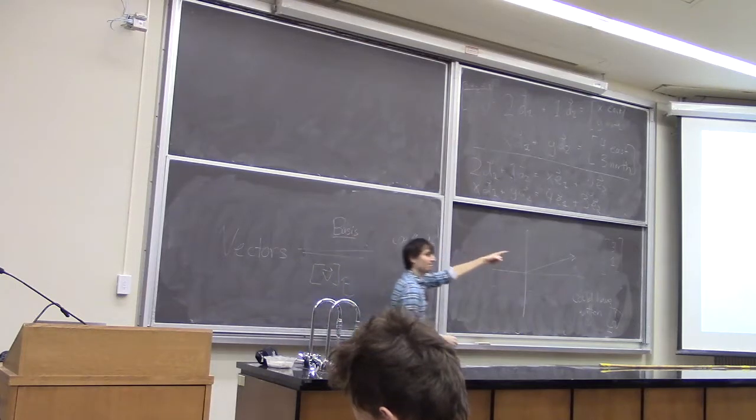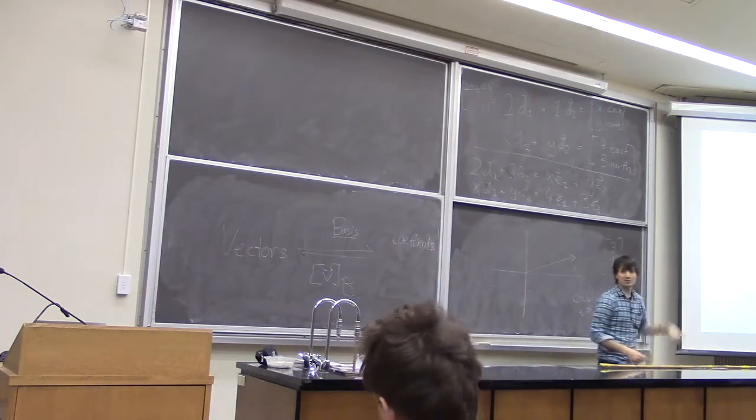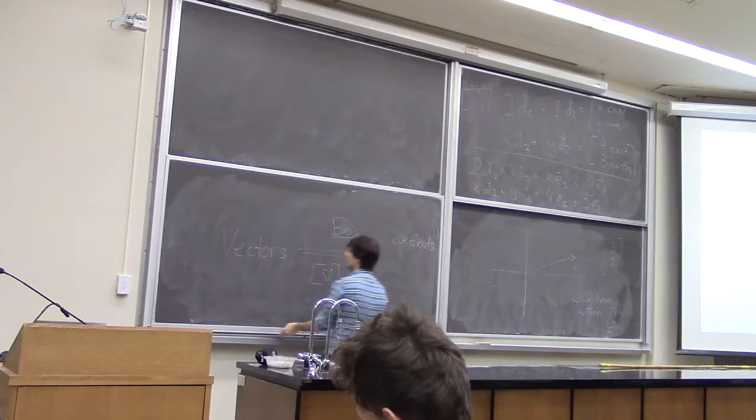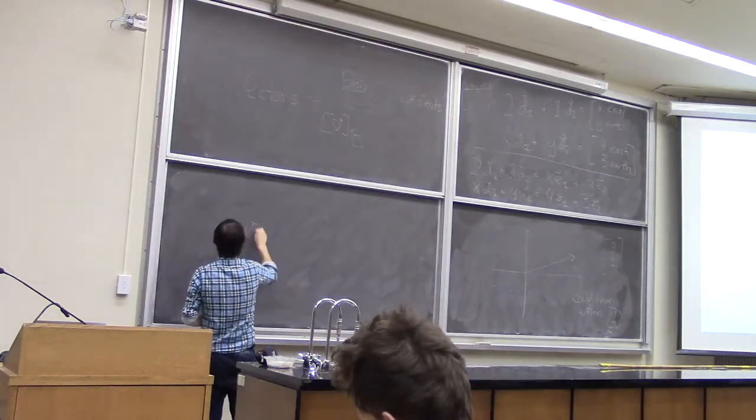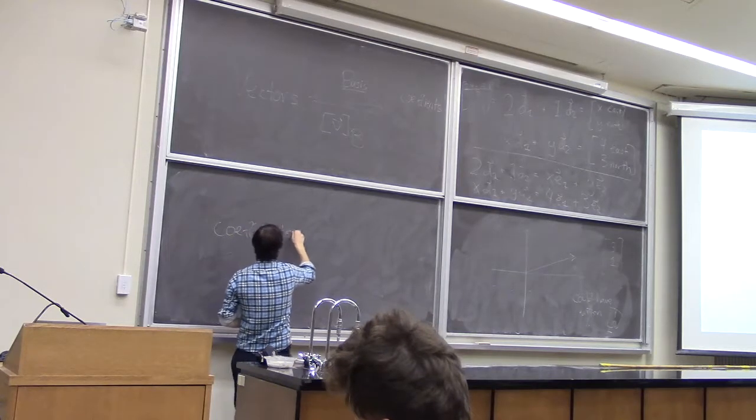That's the first thing. The second thing is the reverse. That's when you start with coefficients, and you convert them into a vector.